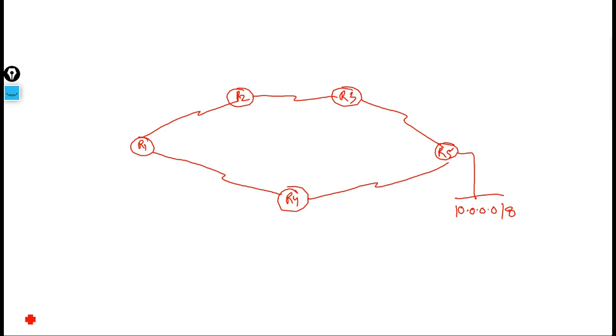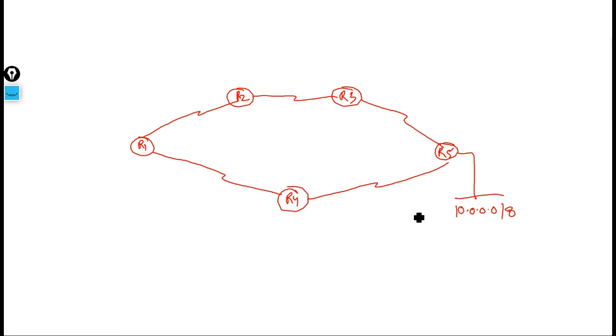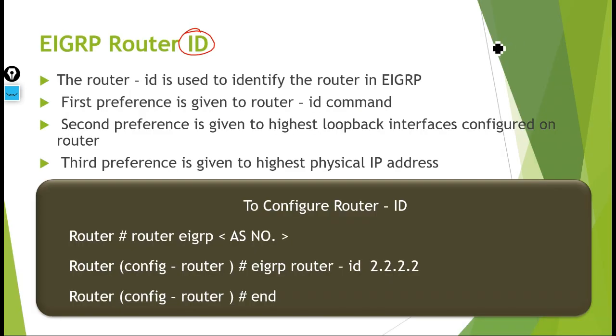Now in this scenario, there is one update coming from your R5 LAN interface. Let's say it is my FastEthernet. So R5 will say that I have a network of 10. Oh, sorry, hold on, my scenario is gone. Let me create the scenario again. Just give me a moment.